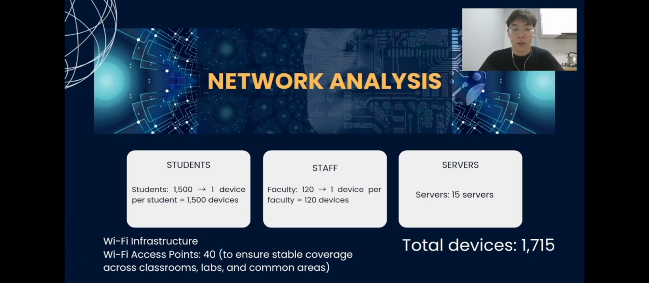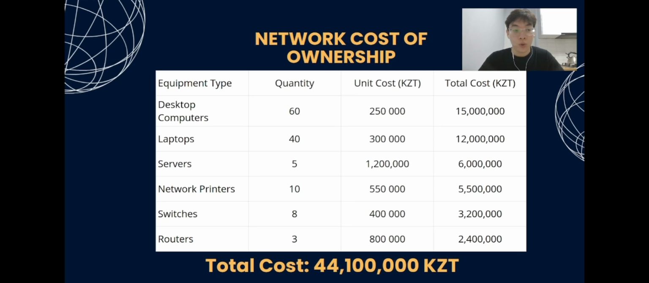Here is our little network analysis. We have 1,500 students, so for one student, one device. That means we have 1,500 devices. The next is the staff department. We have 120 faculty, one device per faculty, so it equals 120 devices. And in our Narxoz infrastructure network, we have 15 servers. So in total we have 1,715 devices.